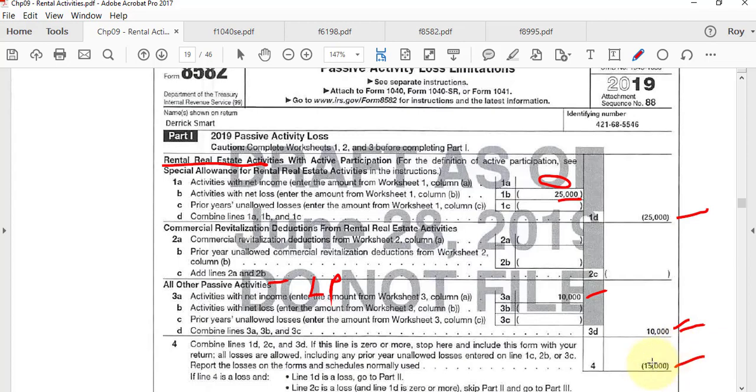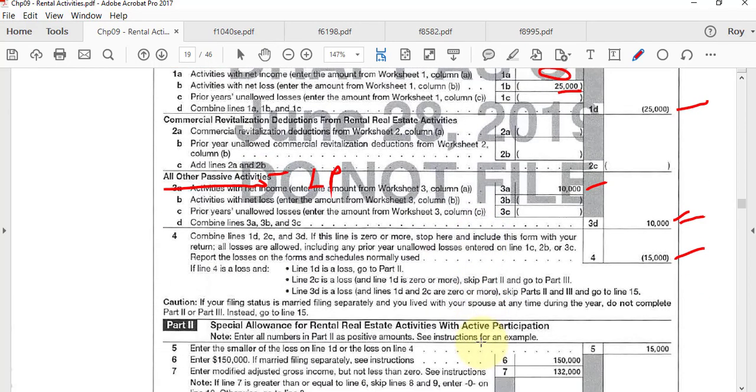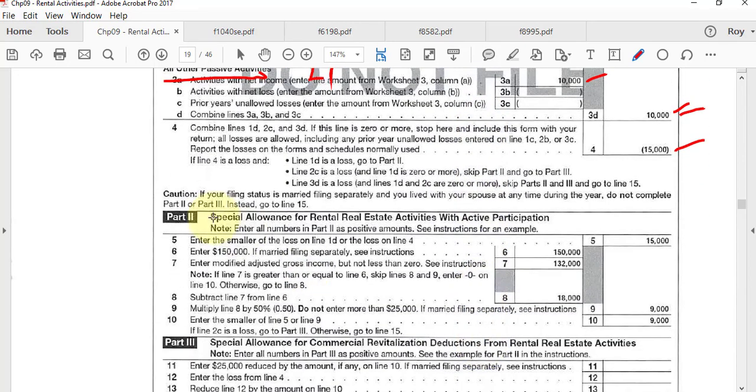But again, because we have an excess loss that's generated by rental real estate, and not from any loss over here for other passive activities, we may be able to claim more of the loss using this special allowance. So we plug in here the loss. Looks like we use a positive number now. And here's that limit. If we go over, we get nothing more.